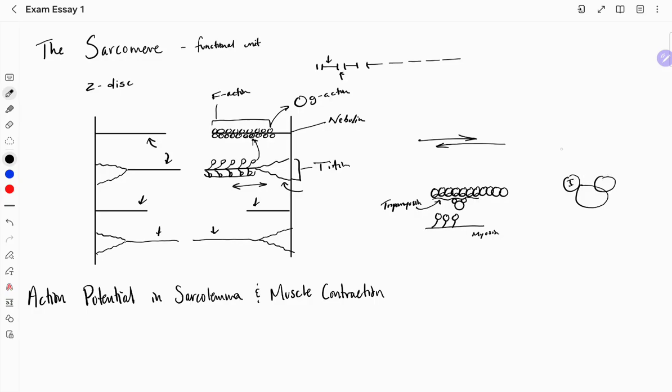So you have your troponin I, troponin C, and troponin, let me think for a second. I believe it's T. And so troponin I is binding to the G-actin. Troponin T is binding to the tropomyosin. Troponin C binding to calcium. Calcium is super important because calcium drives muscle contractions, as we'll get into here in a moment.